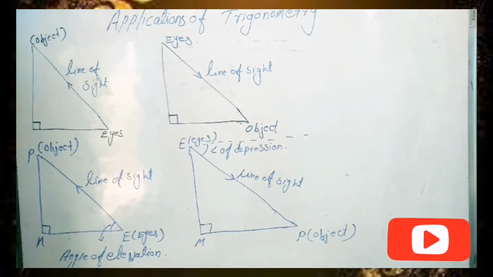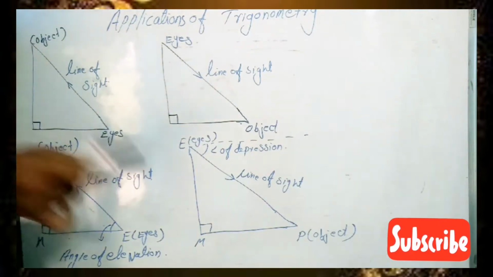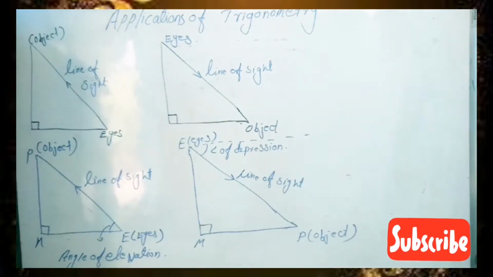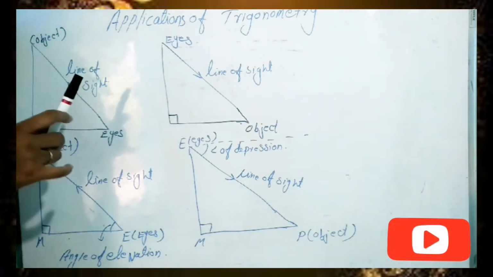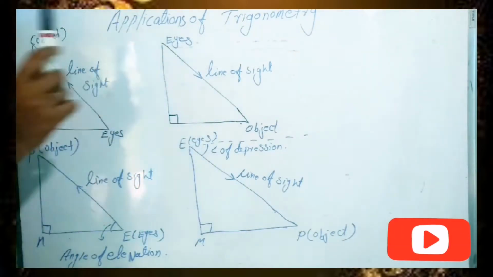In this case, we have to raise our head to look at the object being viewed. And the second case, object lies below the eye level. In that case, the angle is called angle of depression.